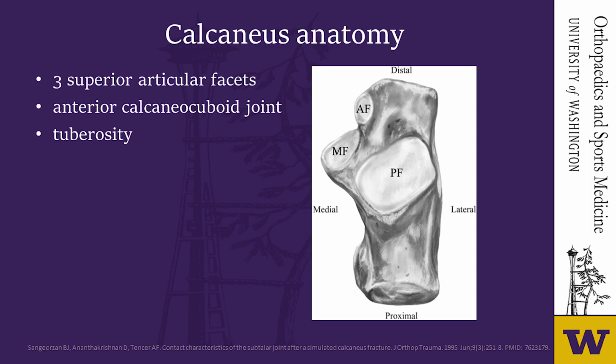To briefly go over anatomy, there are 4 articular facets: 3 superior facets that articulate with the talus, posterior, middle, and anterior, and an anterior calcaneocuboid joint that is at the distal end of the anterior process. The posterior facet experiences significant increases in contact stress with progressive displacement of the posterior lateral fracture fragment, whereas the other 2 superior facets do not. And we also have the tuberosity, which is the insertion site of the Achilles tendon and the plantar fascia.